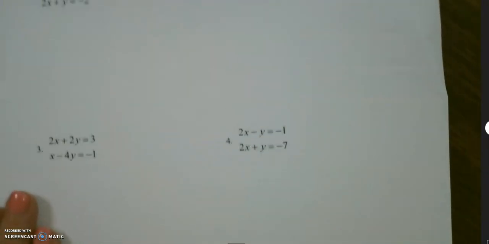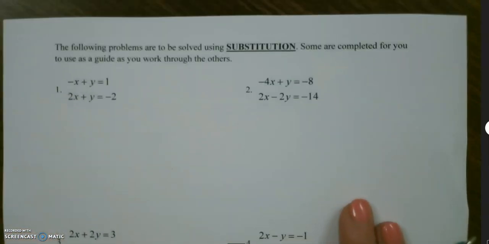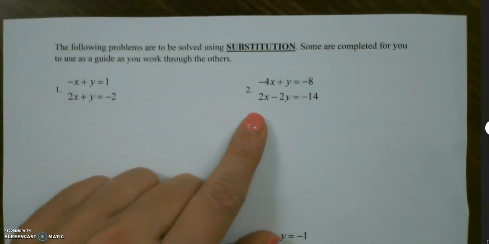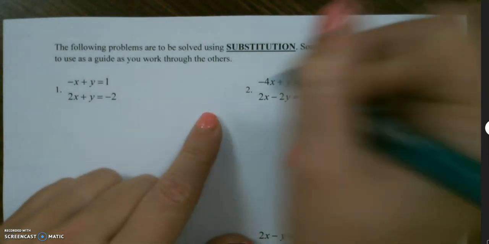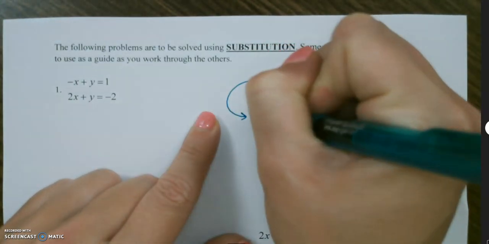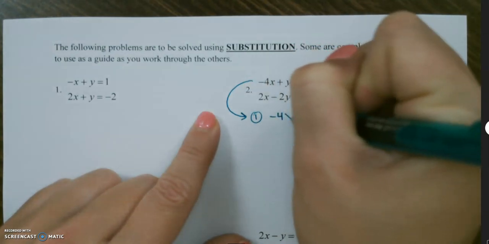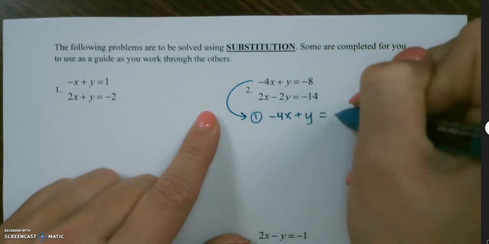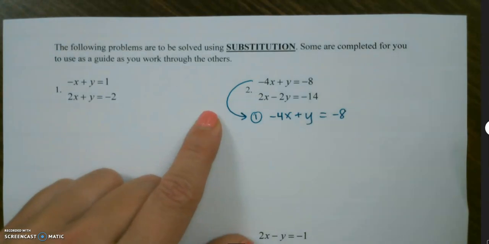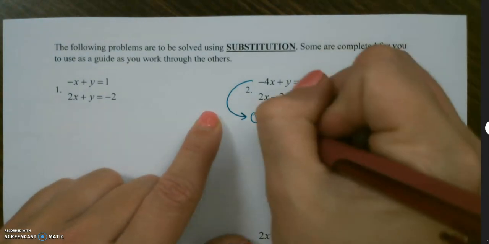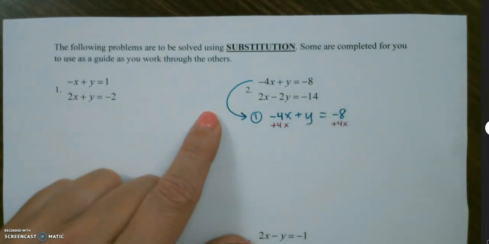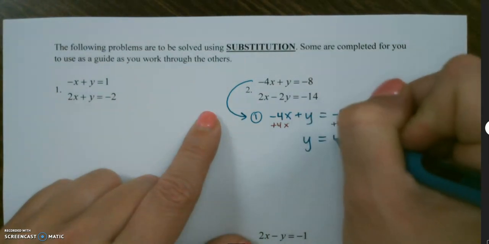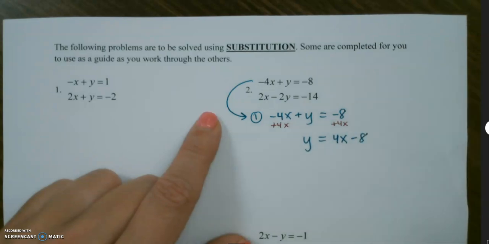For this one, let's see, we will do question number 2 on video. So I'm trying to decide what might be easiest to isolate. It looks like it might be easiest if I take this first equation and I isolate our y value. To isolate our y value, we could add 4x on both sides. That would leave us with y is equal to 4x minus 8.